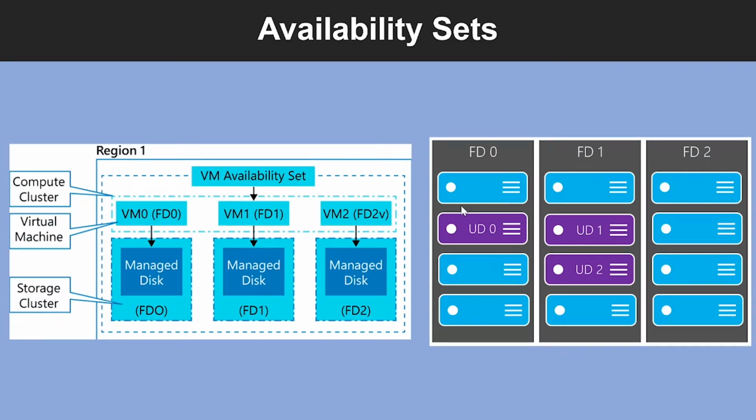Let me quickly explain what is fault domain and update domain. I missed that when I was explaining on this particular slide. A fault domain is a logical group of underlying hardware that share a common power source and network switch, similar to a rack within an on-premises data center. And an update domain is a logical group of underlying hardware that can undergo maintenance or be rebooted at the same time. This approach ensures that at least one instance of your application always remains running in Azure platform when it undergoes any periodic maintenance.